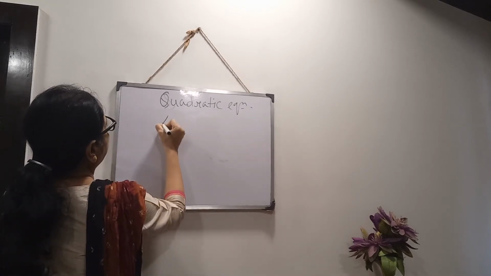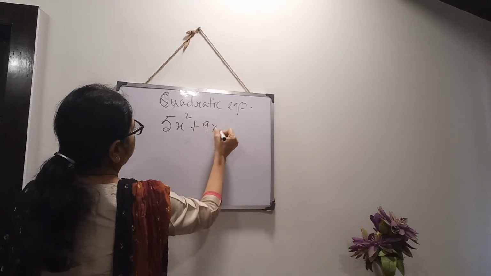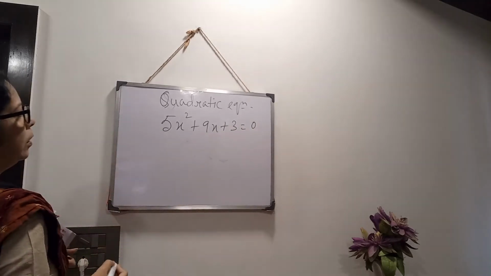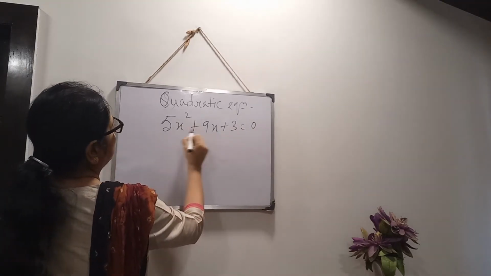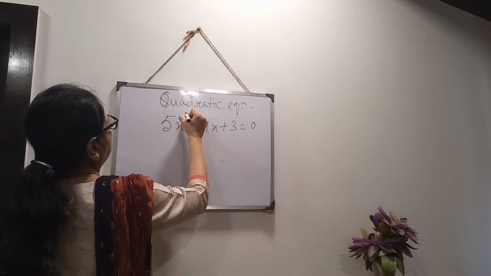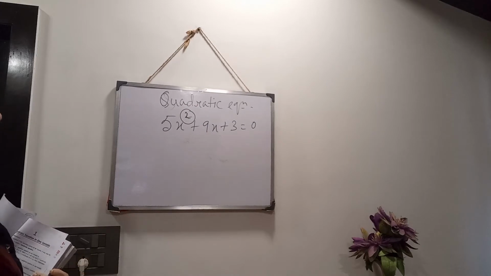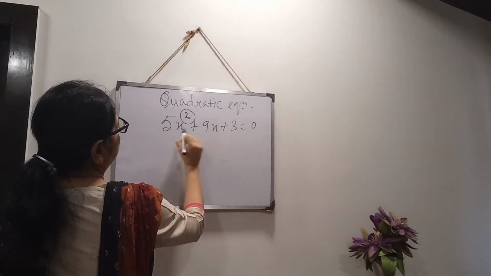For example, 5x square plus 9x plus 3 equals to 0. It is an equation, and why is it a quadratic equation? As here the variable is x and the highest power of the variable is 2. That's why it is a quadratic equation. And it is in one variable. Here only one variable, x.